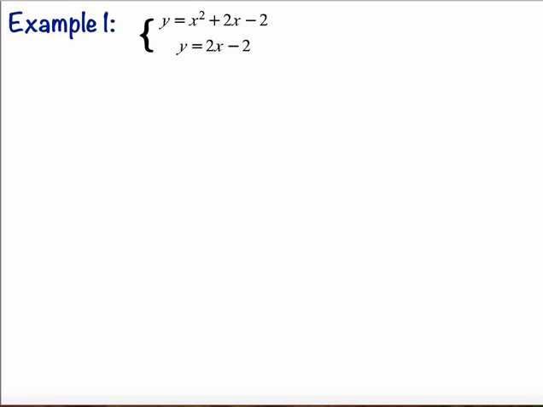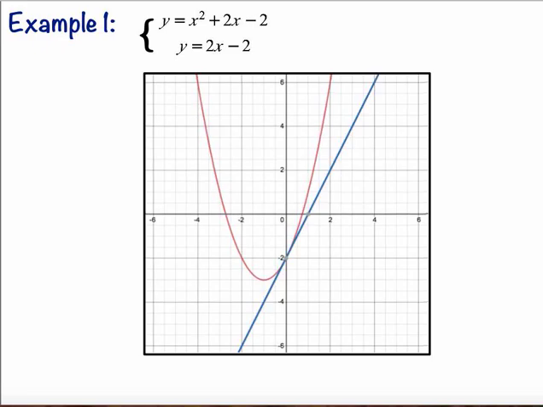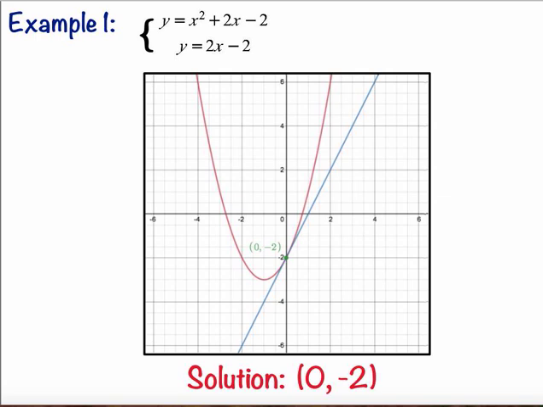Let's take our first example. We have two equations, one quadratic and one linear. Let's first graph the quadratic function. We're going to use a graphing calculator to do that today. And then we're going to put the linear function on the same graph. You can see that the two graphs intersect at exactly one point, the point (0, -2). That makes the point (0, -2) our solution.